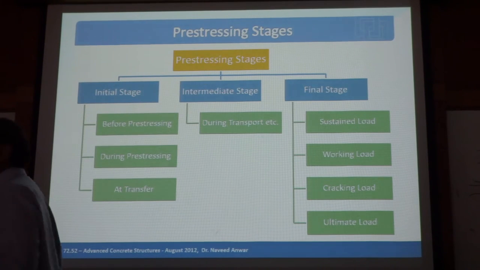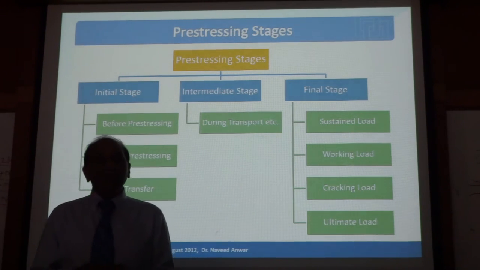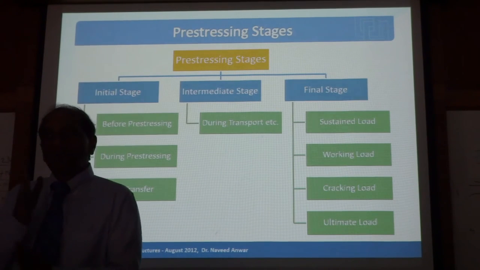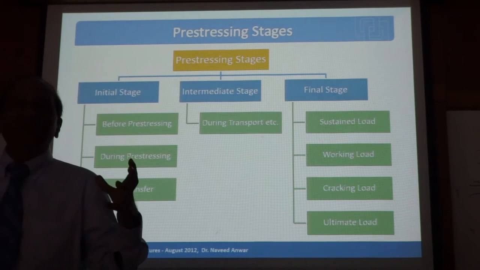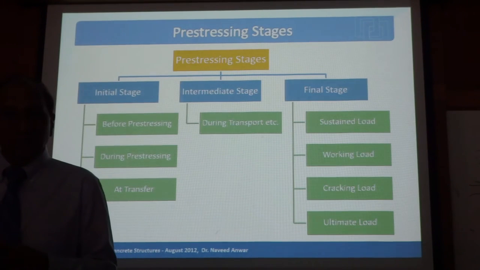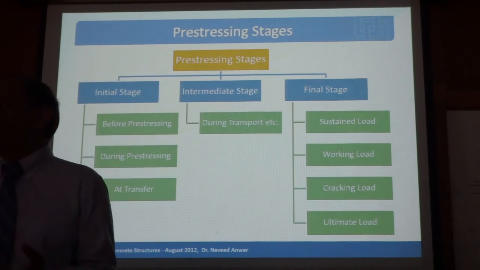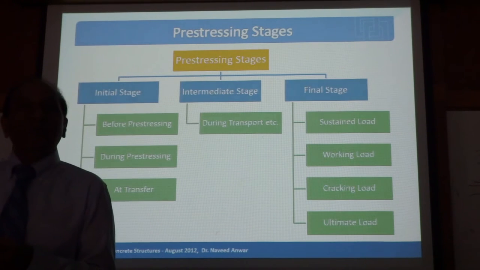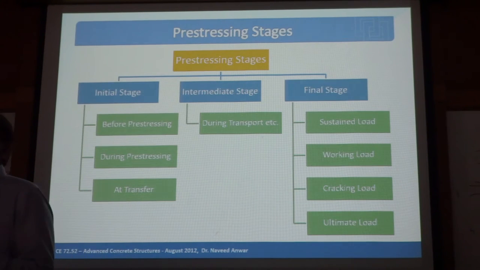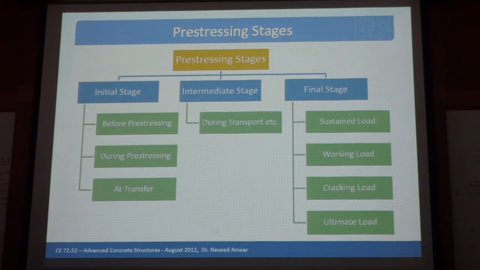And because we almost always do post-tensioning, we have to wait for certain things. For example, number one, we cast concrete, then we wait until it has hardened and gained the strength, then we apply compressive force, otherwise it will break. So stage number one is that you cast concrete and wait for it to harden. Stage number two is that you start the post-tensioning process.